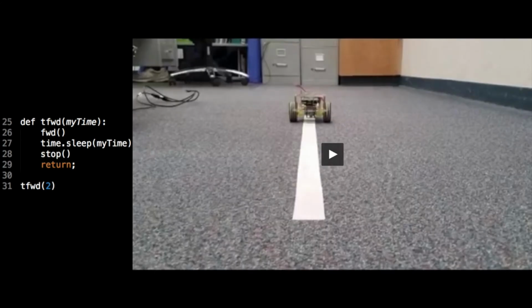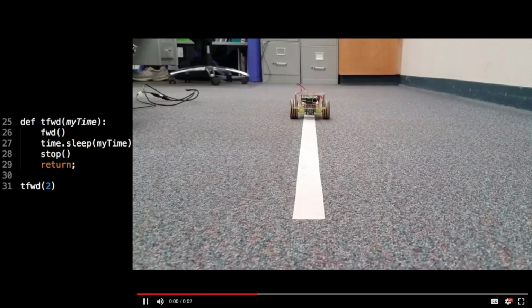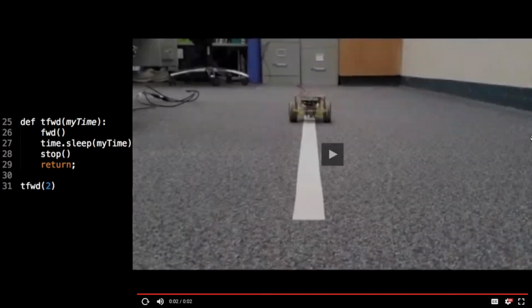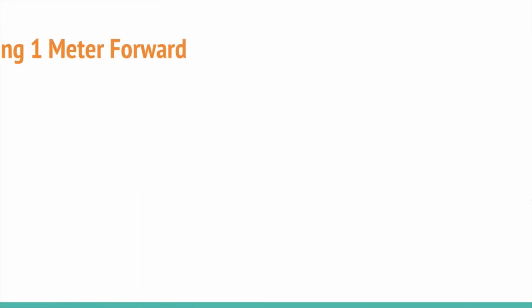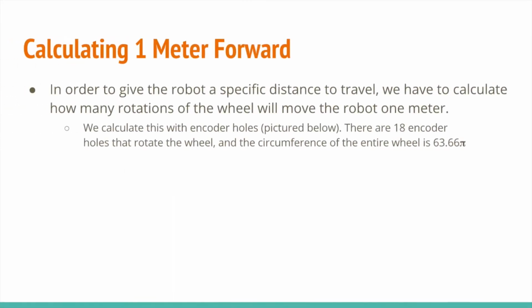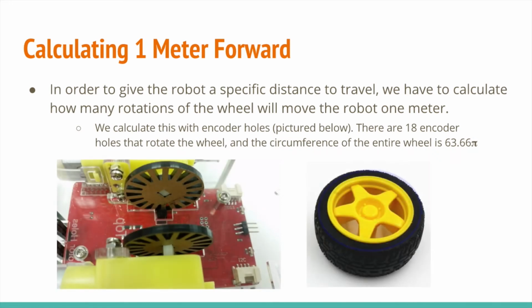This is the code Kaylin and I used to make Ricky move forward for 2 seconds. Here we see Ricky in action. Next, we did some math to figure out a way to make Ricky move forward a certain distance. Here's the information we started with.